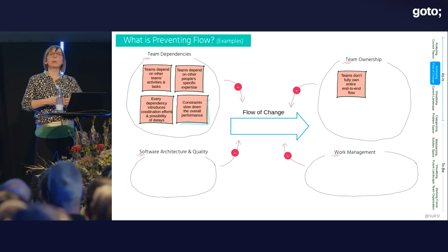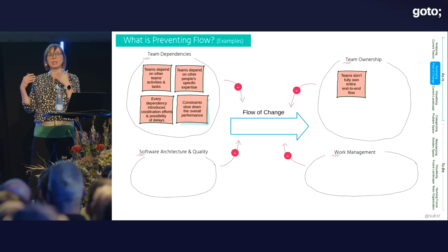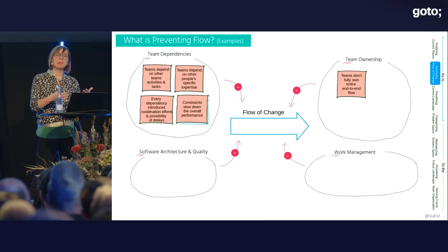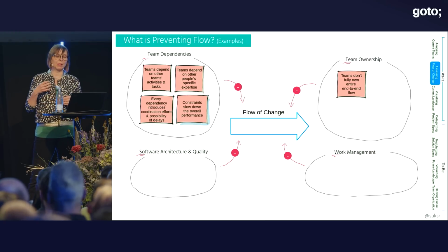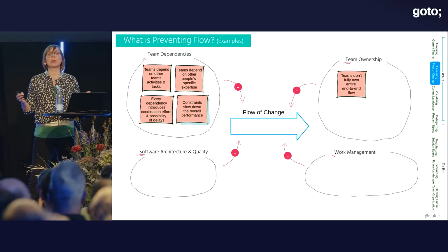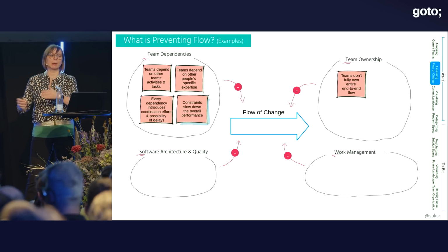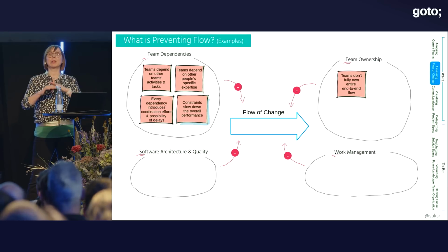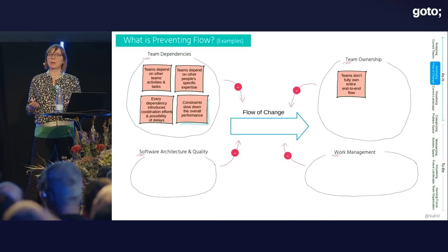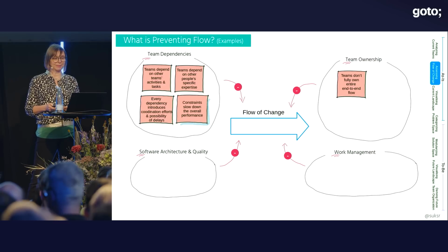Particularly when the people we depend on are not available when we need them, or when the teams we depend on can't keep up with the demands placed on them, when they are overloaded, so that those other teams that we depend on are becoming a constraint and slowing down the overall performance. So if teams have to interact with many other teams to get their own work completed, that is potentially slowing down our flow of change.